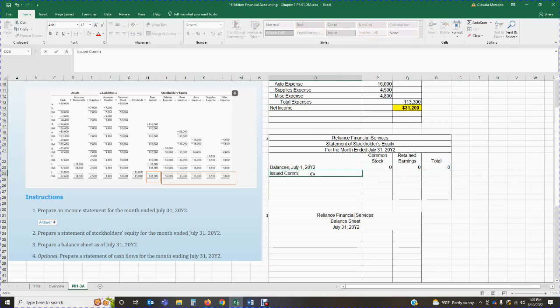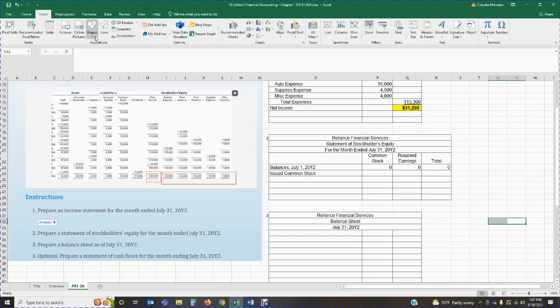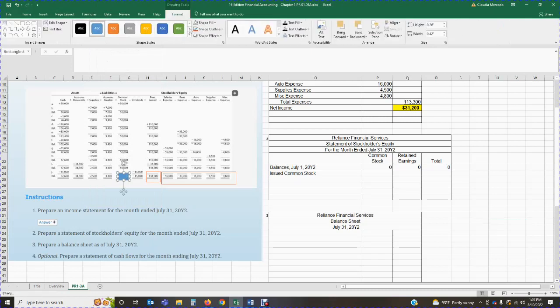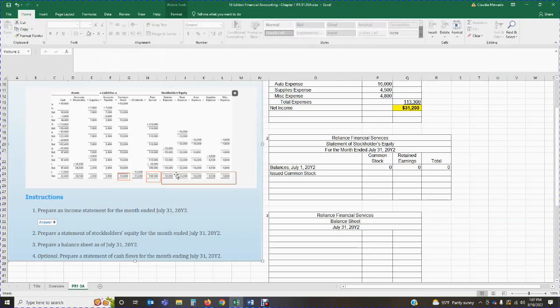During the month, we issued common stock. Okay? How do I know that? Because let's look at our common stock section. The first transaction is we got common stock. We issued common stock of $50,000. So during the month, we issued common stock of $50,000 right there. So under my common stock section, I'm going to include the $50,000. Okay. And I'm going to bring that to my total. How much did I issue in common stock? That was $50,000.